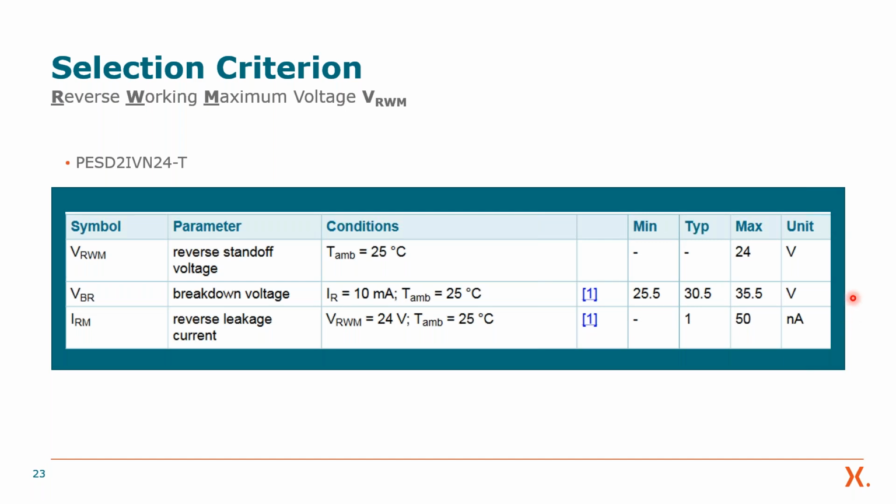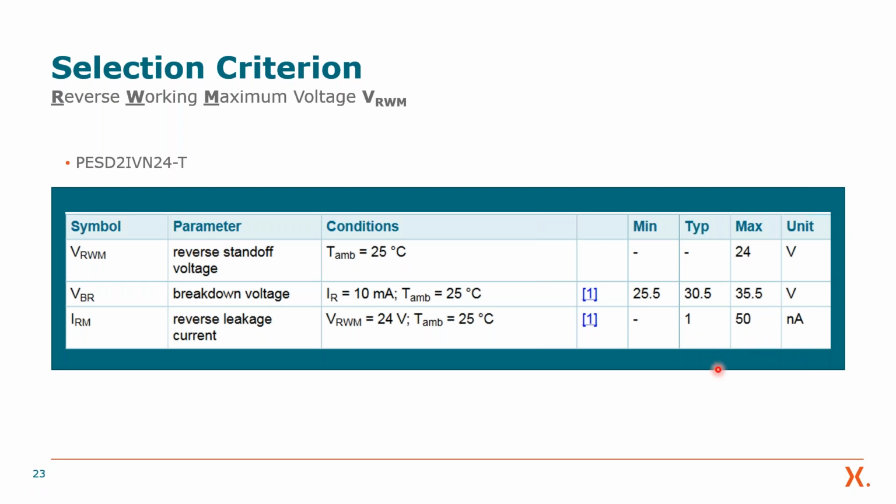So for example, if you want to protect a CAN bus and you are having a certain requirement for DC robustness, then you should not only look at the reverse working voltage, but also the trigger voltage or the breakdown voltage. The leakage current here, always a typical value is defined.